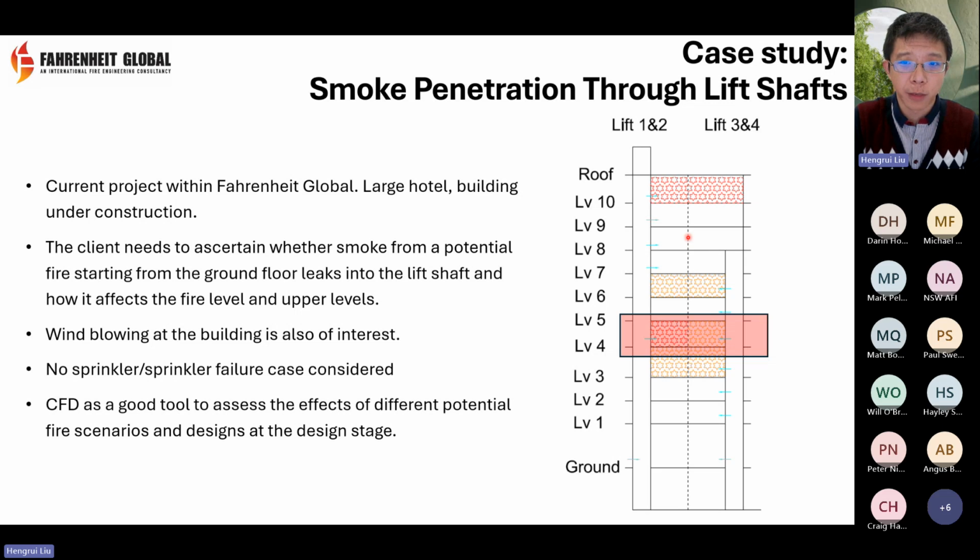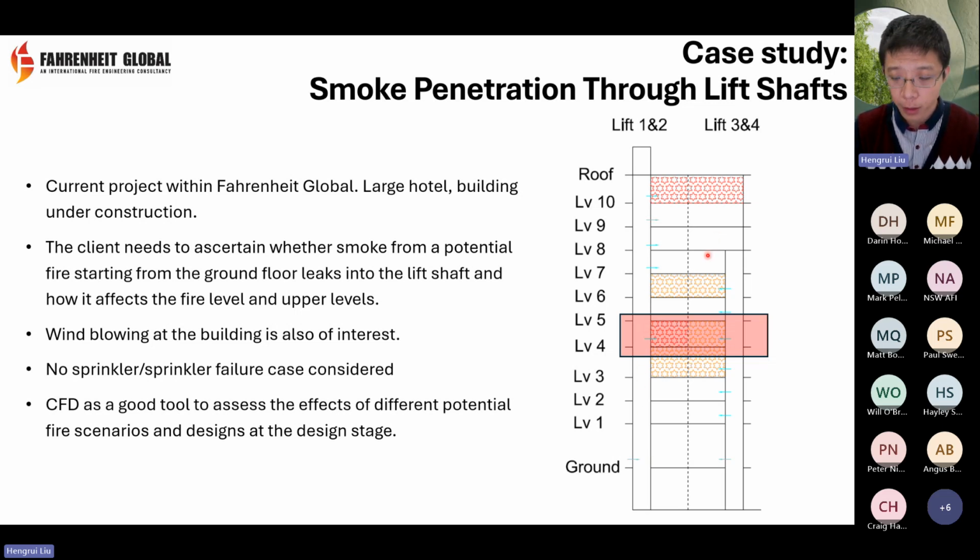We have 10 levels of a hotel, and the building is still under construction. So we don't have this building ready yet, so we can't really do any testing on site. We have to do these simulations. The problem here is that we have two lift shafts, serving lifts 1 and 2, and lifts 3 and 4. And the client is wondering whether or not a fire starting on the ground level will leak smoke through the lift shaft.